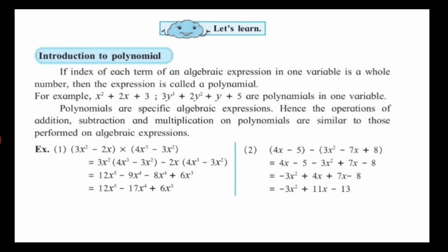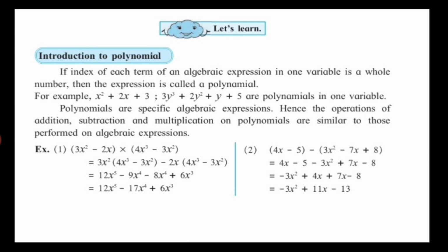Algebraic expression we have learnt last year. In that algebraic expression, if the index is a whole number, also we have learnt. This year also we have seen what is the whole number: 0, 1, 2, 3, and so on, infinite whole numbers are there, but their index should be a whole number. When the index is a whole number, then we can say that that is a polynomial.